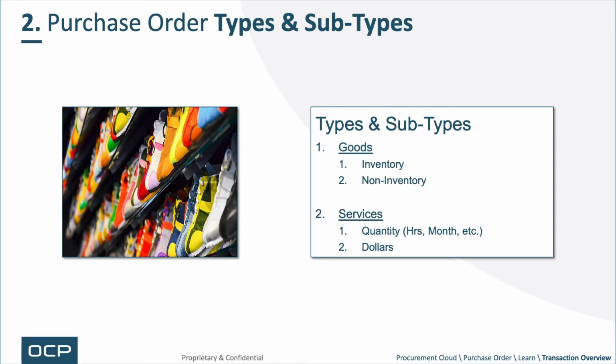Next, purchase order types and subtypes. So to keep it simple, there are types of purchase orders: goods and services. There's a bit of subdivision within each for different reasons. Within goods, you can have inventory and non-inventory orders. And within services, you can have quantity, or what we'll call variable rate, or dollars, or amount only, or fixed rate.